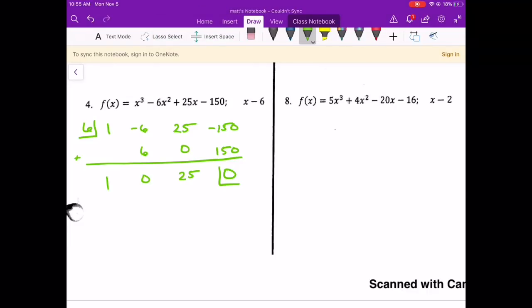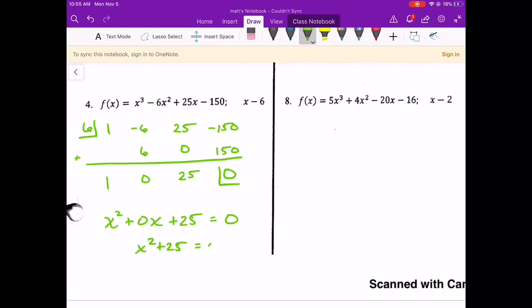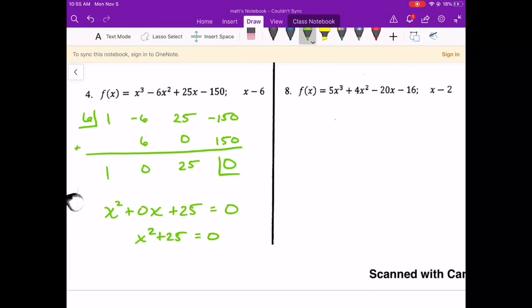So now what I want to do is turn what I've got here into a quadratic. So that's going to give me x squared plus 0x plus 25 equals 0 in order to solve. So now I need to recognize that this is x squared plus 0x plus 25, or simply x squared plus 25 equals 0. Now, that's not a nice factoring scenario for me. That's not the difference of squares, so I don't have a nice pattern. And unfortunately, I'm left to solve this traditionally.